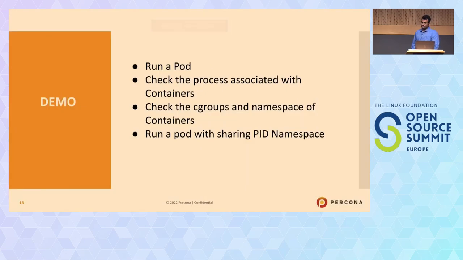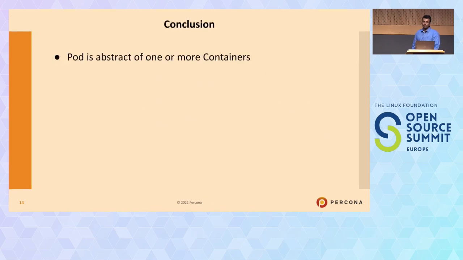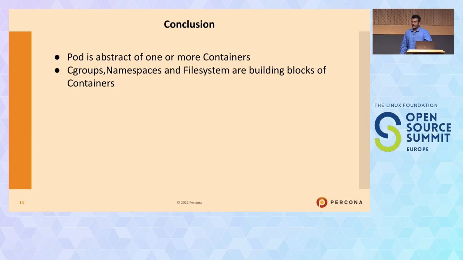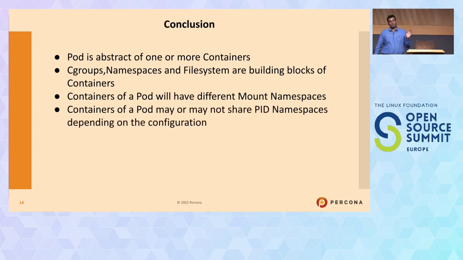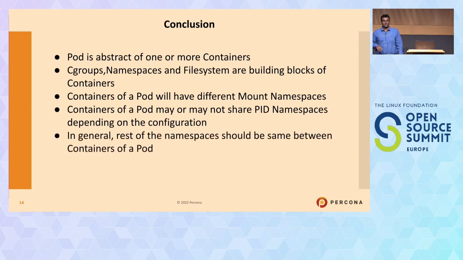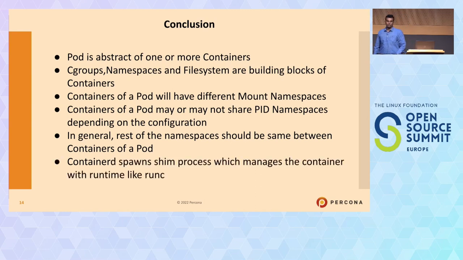Okay, so this was the demo. And just to conclude, a pod is an abstraction of one or more containers. You have cgroups, namespaces, and file system, which are the building blocks of the containers. The containers of a pod should have different mount namespaces, because that's how each can have its own file system. The containers of a pod might or might not share the namespaces. It all depends on the configuration we have used. And in general, all the rest of the namespaces should be the same. And containerd also spawns a shim process, which manages a lot of other things, like containers using a low-level runtime like runc.